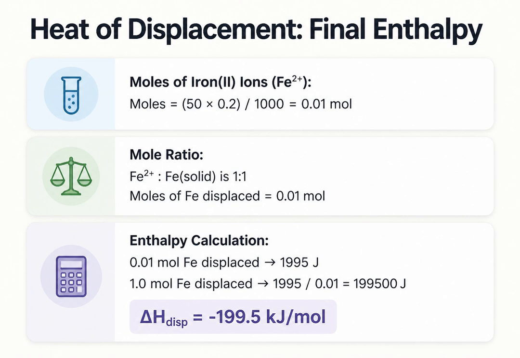Since magnesium displaces iron in a 1-to-1 ratio, exactly 0.01 moles of solid iron are formed. Dividing our heat of 1,995 joules by 0.01 moles gives us 199,500 joules. Adding our negative sign for the exothermic process, the enthalpy of displacement is negative 199.5 kilojoules per mole.